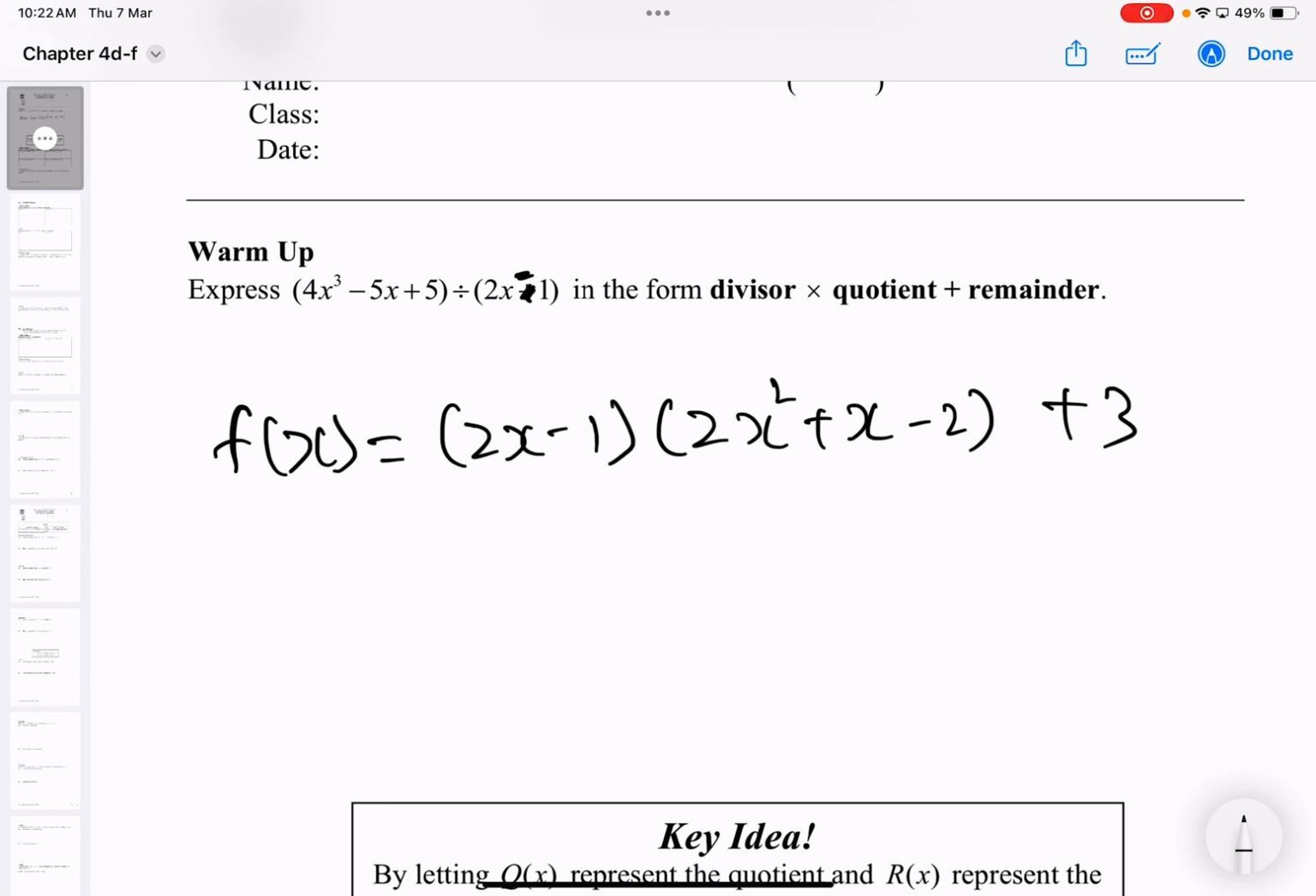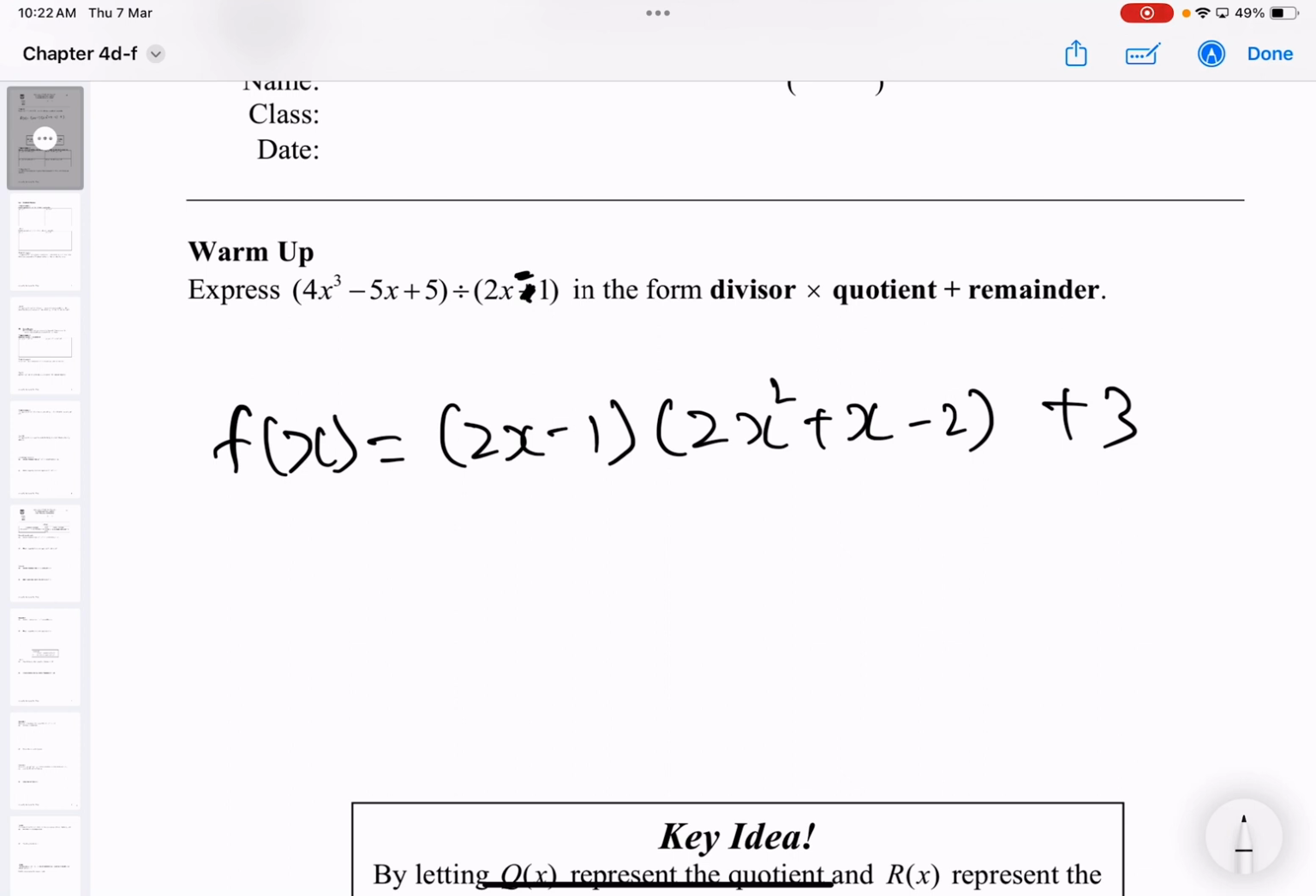X equals 0? Okay, think about it. Would it be interesting if I can make this 0? Can you imagine if this thing is 0? Anything multiplied by 0 will still be 0, right? So if I can make this thing 0, when I have 0 multiplied by something, this whole thing will disappear. The only thing that remains is just the remainder.